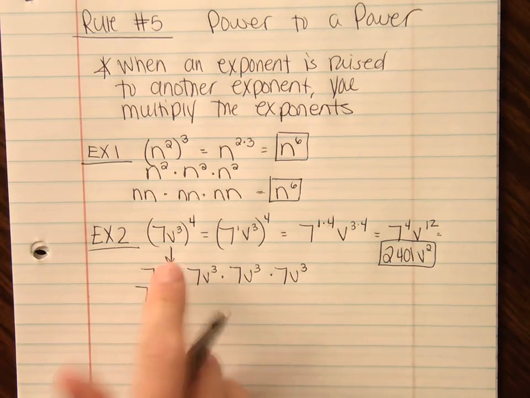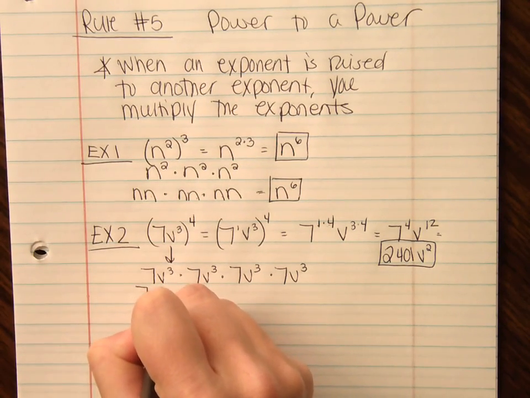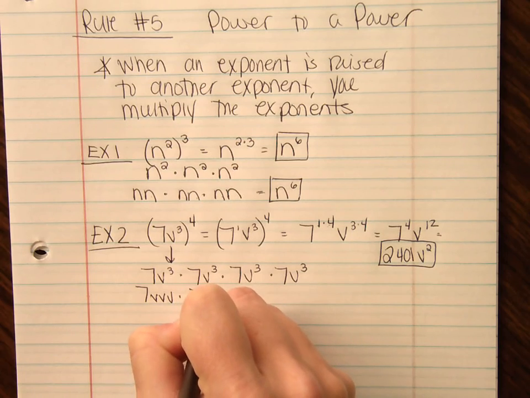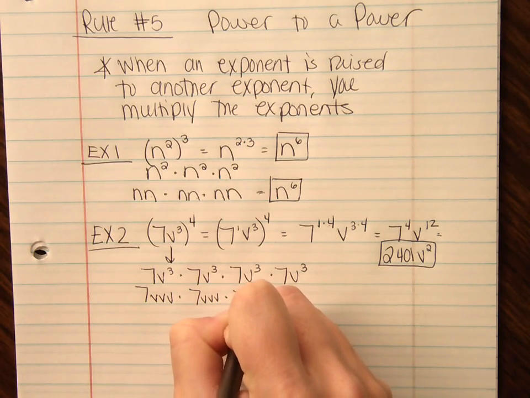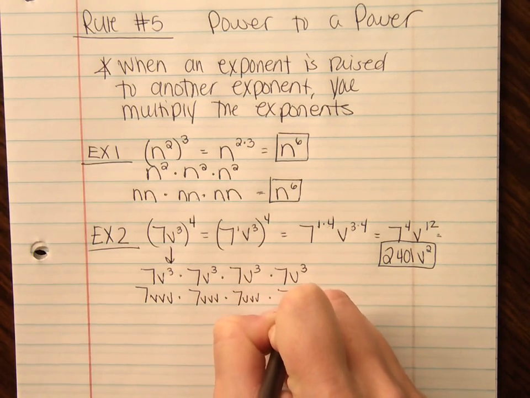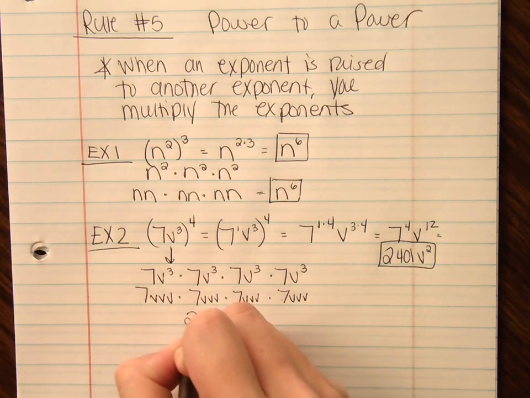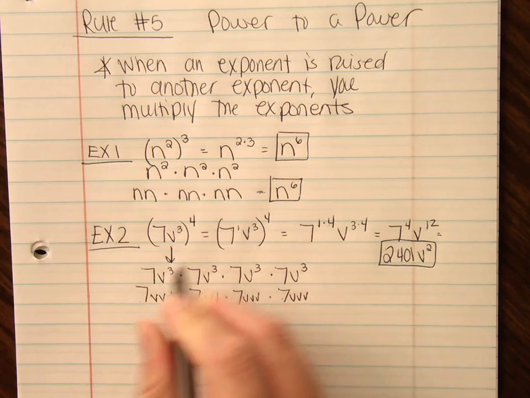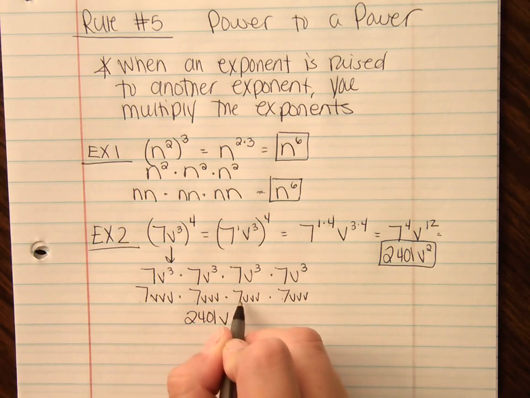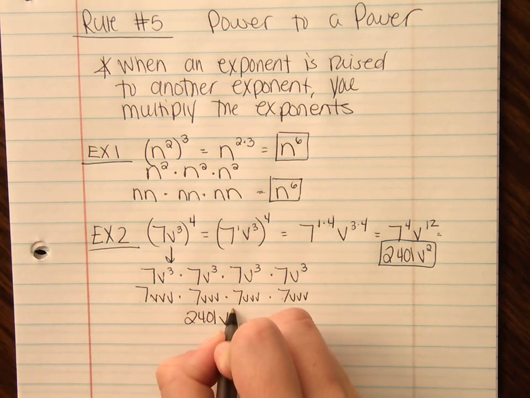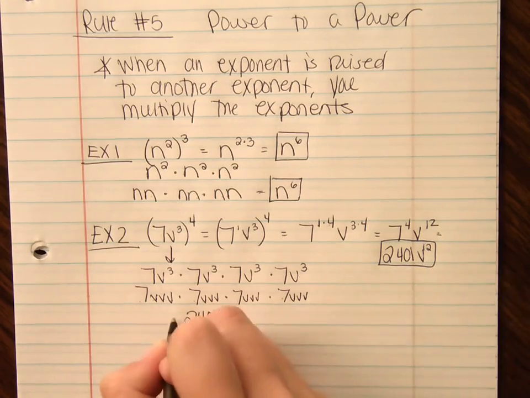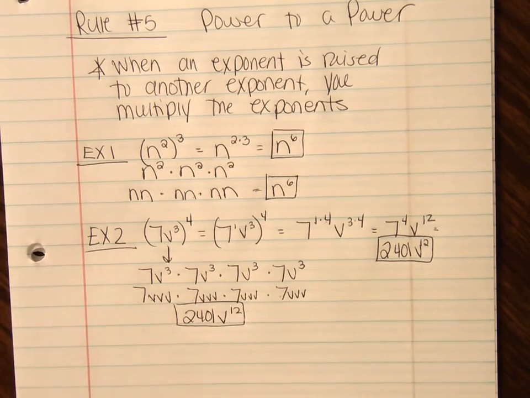And again, 7v to the 3rd power is 7 times v times v times v. And we're writing that down 4 times total. And again, 7 times 7 times 7 times 7 is 2,401. And we have 1, 2, 3, 4, 5, 6, 7, 8, 9, 10, 11, 12. So we get the same answer. Again, I think expanding is your best option.